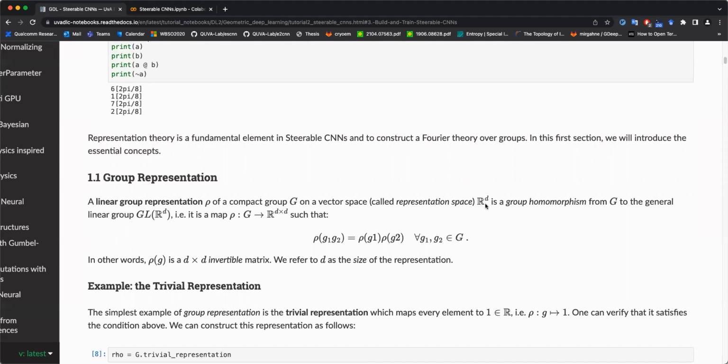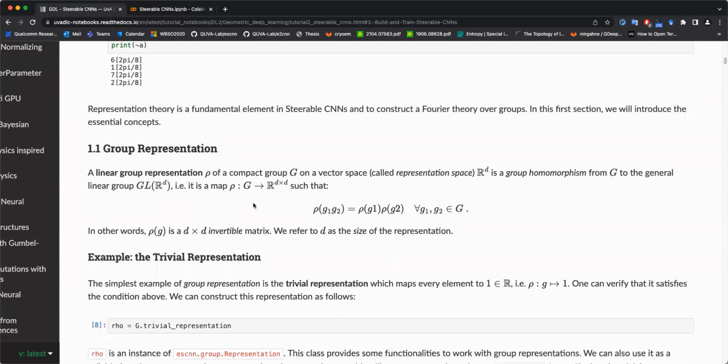And this map needs to satisfy a few properties. So first of all, these matrices need to be invertible. This is sometimes referred to as the general linear group on R^D. But just imagine these are D by D invertible matrices. And second, this map needs to satisfy this property, which basically tells us that the multiplication of group elements is compatible with the multiplication of the matrices.